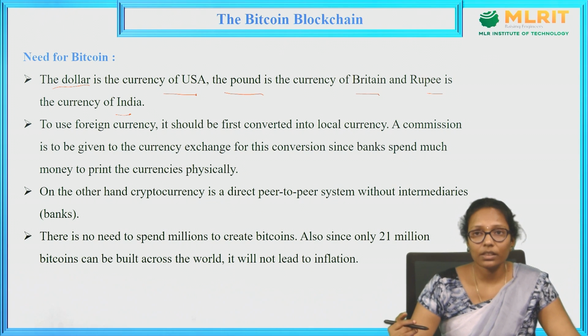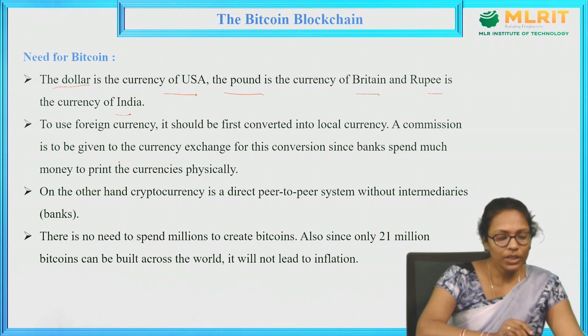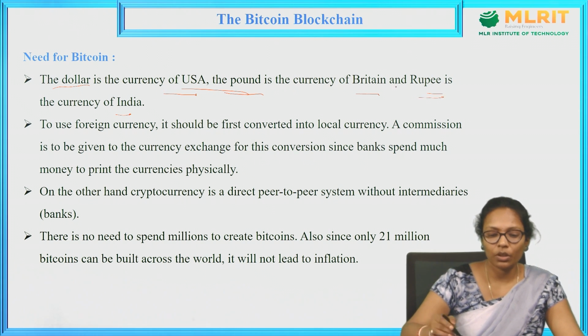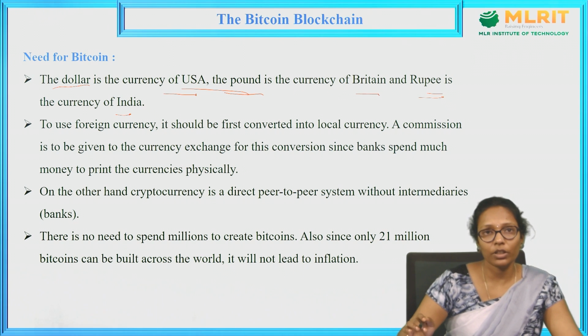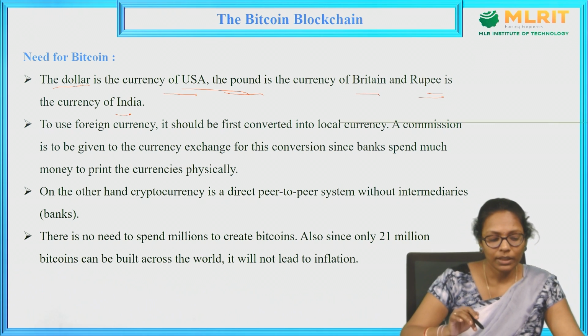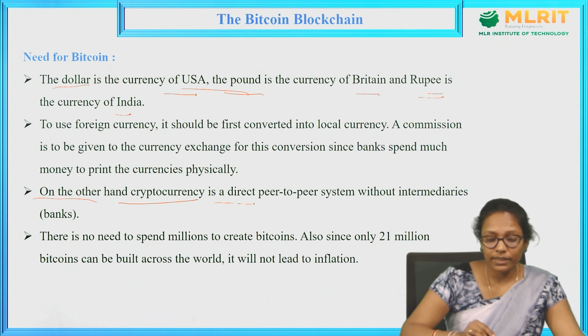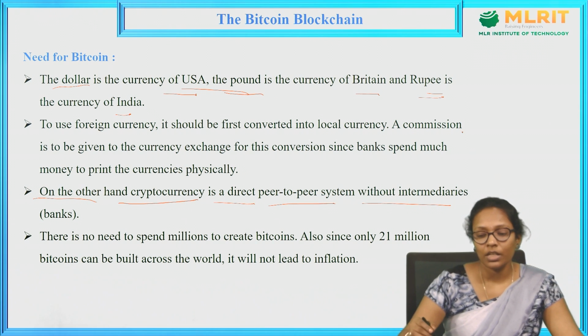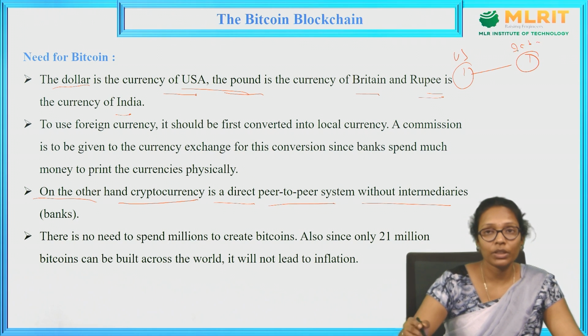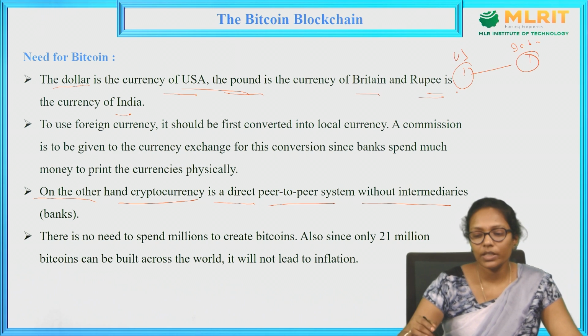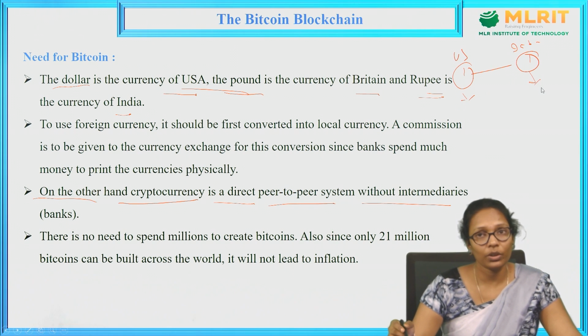But for Bitcoin, we don't have any physical form of currency. We have only a digital currency concept here. A commission has to be given to the currency exchange for conversion, such as US dollars to rupees or pounds to rupees. We have regulations and a lengthy process for that. On the other hand, a cryptocurrency is a direct P2P system without intermediaries. If I want to send from the US to India directly, I can send without any of these steps, because it is digital currency. Directly we can transfer it.